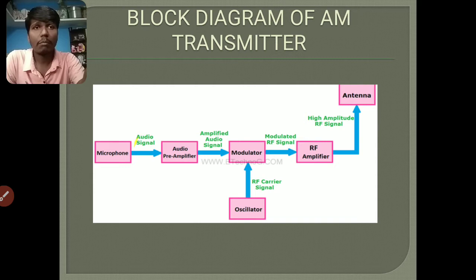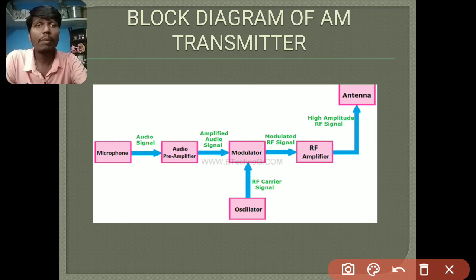This is the microphone's audio signal. It goes to the audio pre-amplifier. Audio signals are weak signals, so we need an amplification process. Amplification means increasing the strength of the weak signal. So the microphone audio signal is weak, and we increase its strength by applying it to the pre-amplifier.